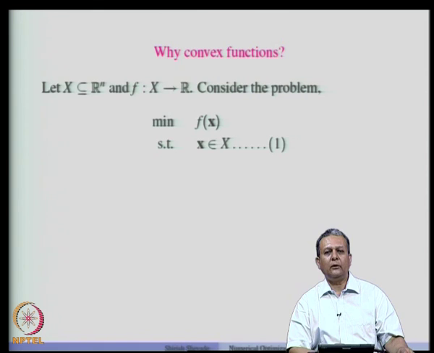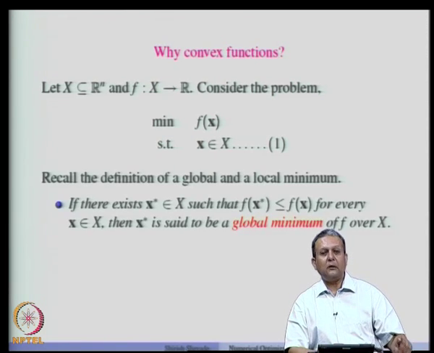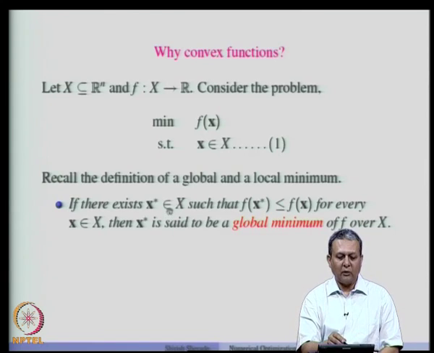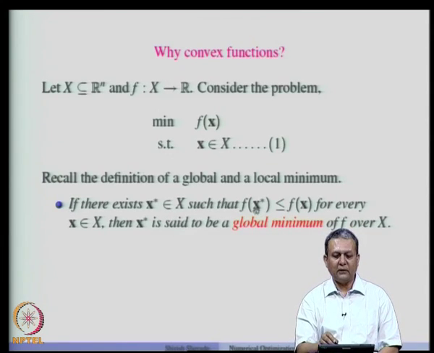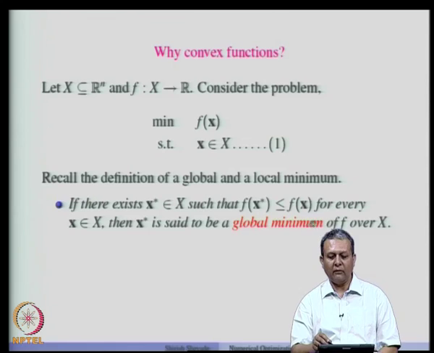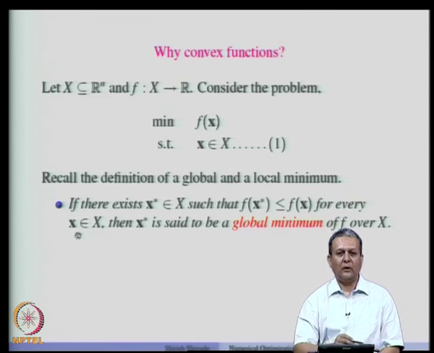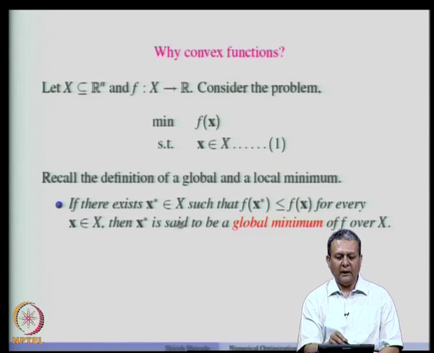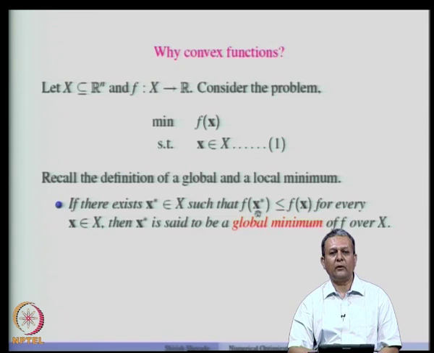Now, we know that there exist 2 types of minima, one is called a global minimum and one is called a local minimum. A global minimum is a point x star belonging to X such that the value of the function at x star is at most the value of the function at every other point in the domain. So, for any x belonging to the set X, f of x star has to be less than or equal to f of x, and then we say that x star is a global minimum of f over X.